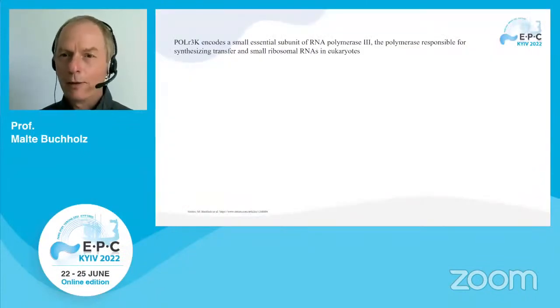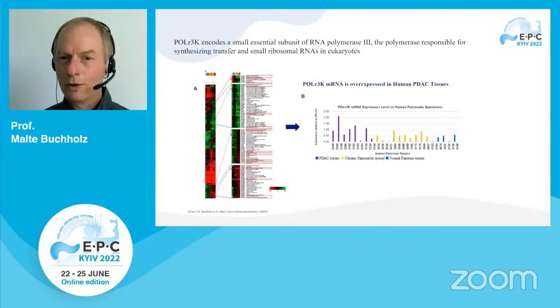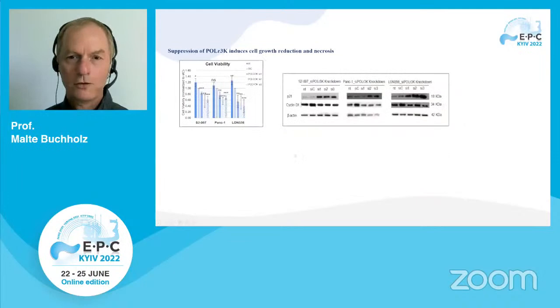POLR3K is a subunit of RNA polymerase III, which is responsible for transcription of tRNA and other small non-coding RNAs. We had discovered it to be potentially overexpressed in pancreas cancer, which we also confirmed via real-time PCR in a small sample size here of tissues from cancer, chronic pancreatitis, and normal tissue.